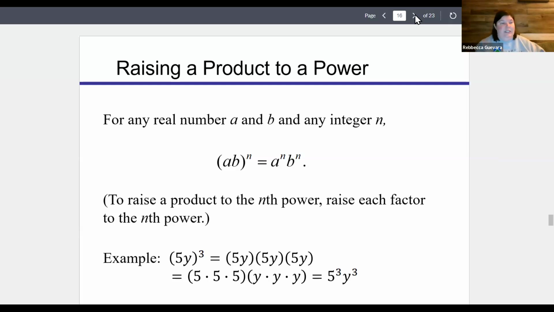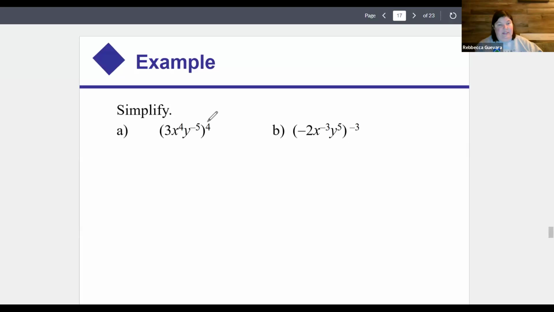Okay, so examples here. Like I said, just make sure that this goes to every single number. So we are going to have 3, and this power 4 goes here. So 3 to the power 4. Where we have x to the 4, but I'm also raising that to the power of 4. I also have y to the negative 5, but I am raising that to the power of 4.